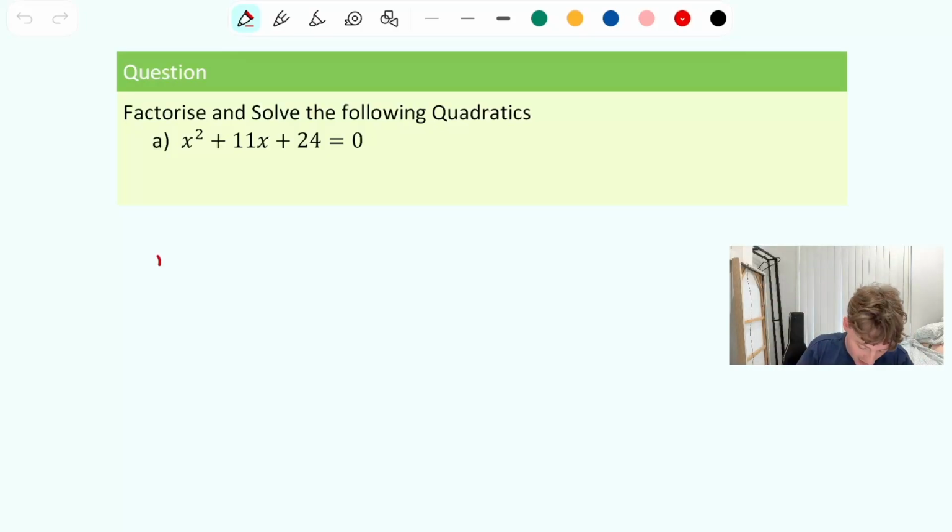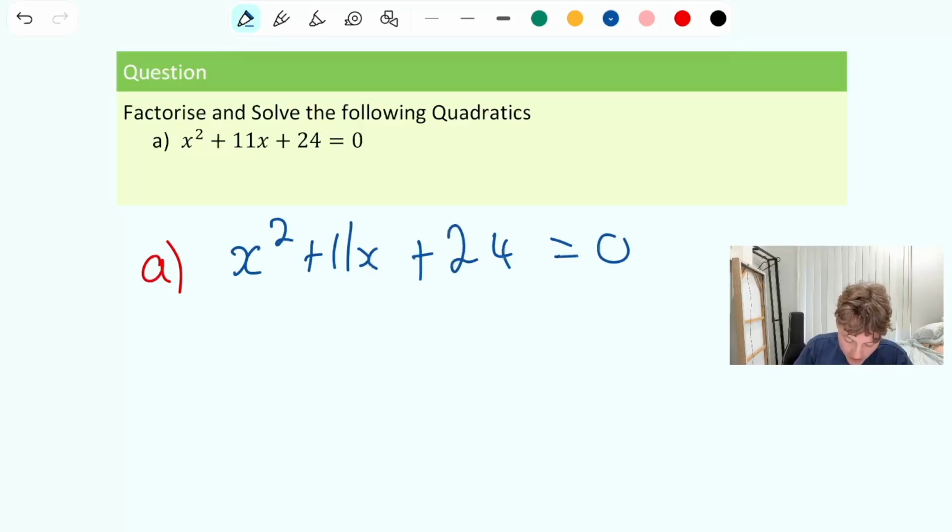The very first question we have is x squared plus 11x plus 24 is equal to 0. And whenever we see an equation equal to 0, this should trigger a little thought that I'm going to need to solve, okay? Things equal to 0 typically means solving. That's not just true with quadratics, that's true with most things. If my equation or any equation equals 0, we need to solve.